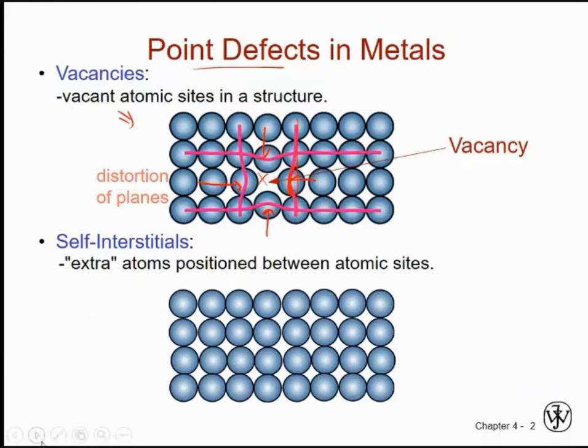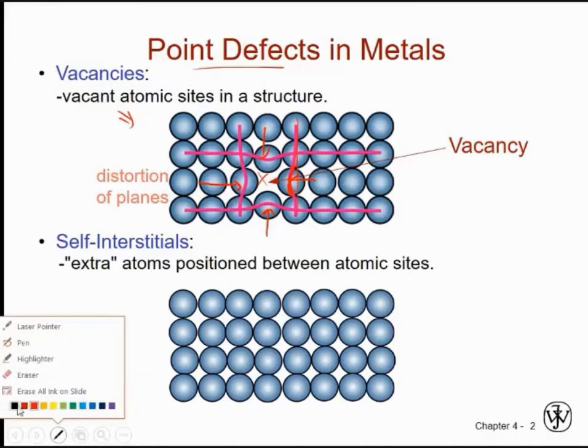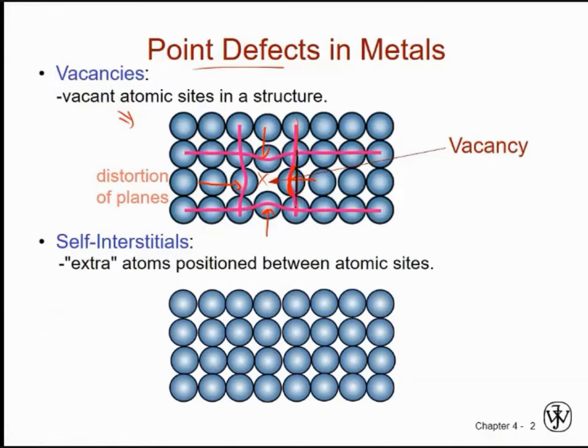Let me change the color. So instead of the straight line, this plane is distorted, and others also. Those atoms around it will be under tension. They will try to get away from each other and fill that empty space. So it's called vacancy defect.